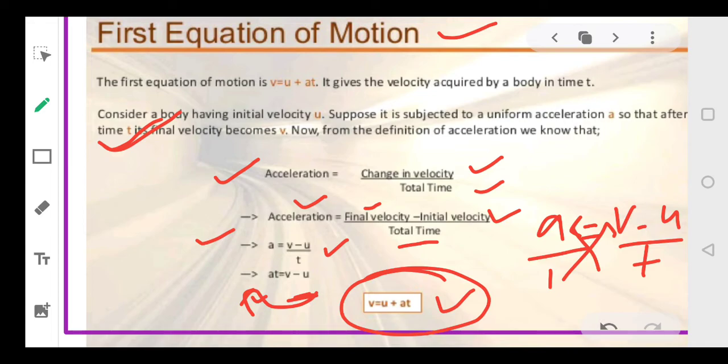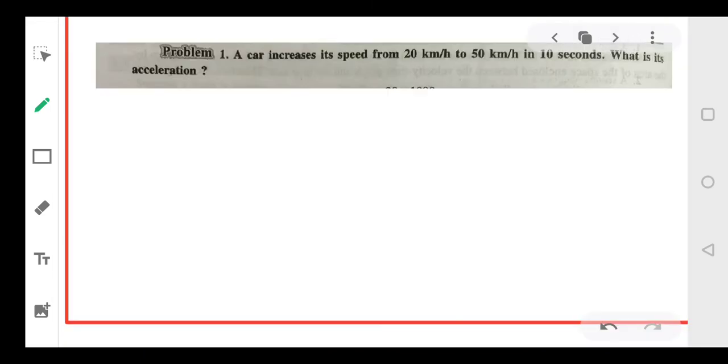What is V? Final velocity. What is U? Initial velocity. What is A? Acceleration. And what is T? The time taken. Okay everyone? I hope you are getting it. So let's discuss a few numericals, how this equation will help you in dealing with the numericals. Let's take a very simple one.